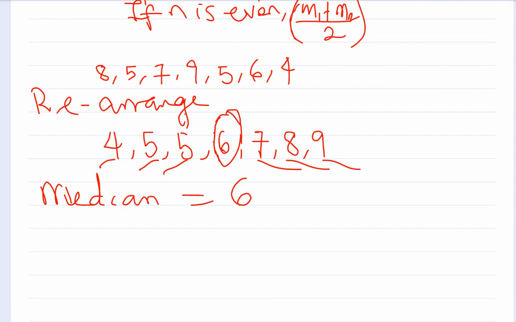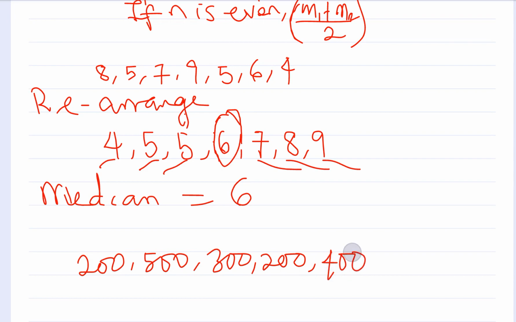Now another thing is let's look at an even example. So let's say we have data: 200, 500, then 200 and 300, 300, 200, 200, 400, 700 and 300, then 300 again. Let's count 1, 2, 3, 4, 5, 6, 7, and 8.